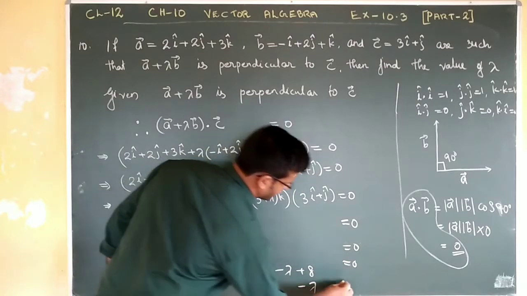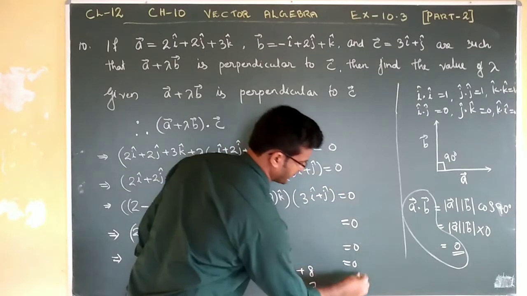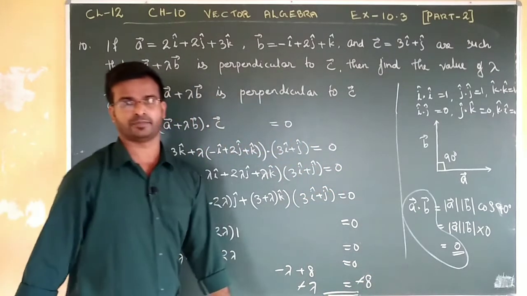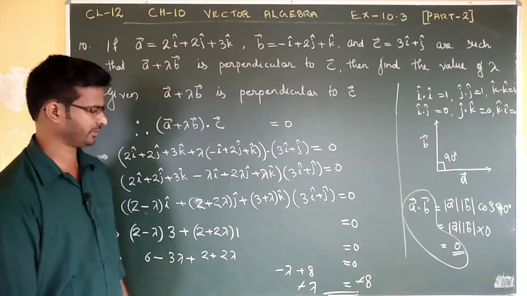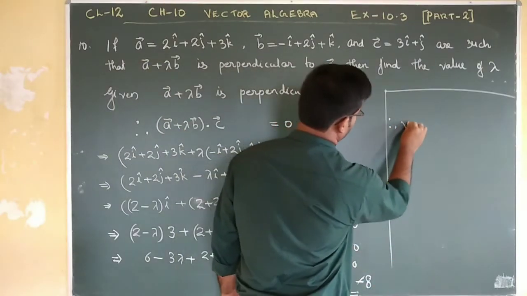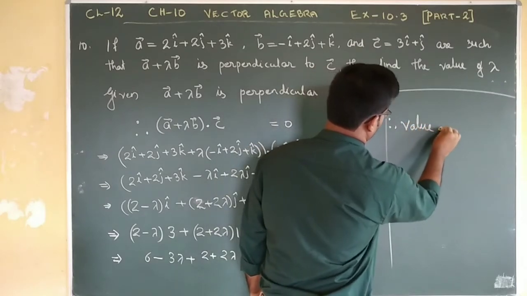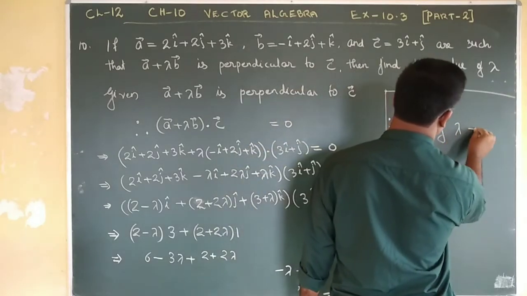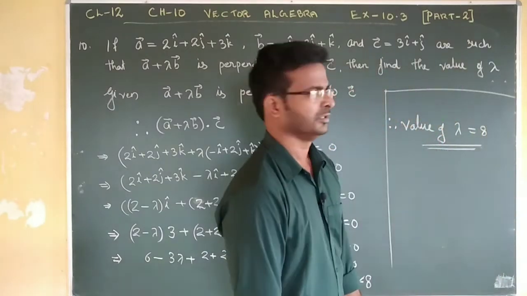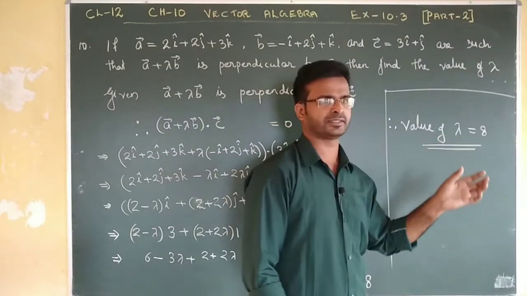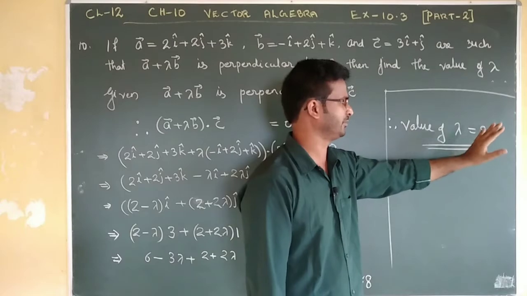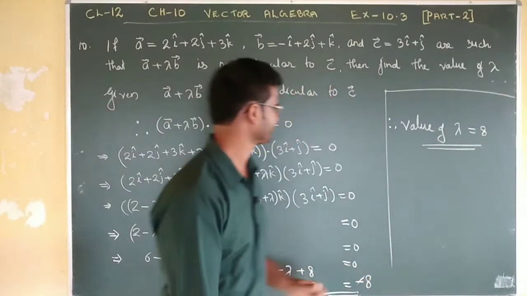Minus lambda equal to this plus 8 brought to the right side, that will be minus 8. Cut it, both minus. Now we got lambda equal to 8. This is our lambda value. Therefore, the value of lambda equal to 8. Before I told you lambda means one scalar quantity, so no need to write any unit. Only one number, that value is 8.